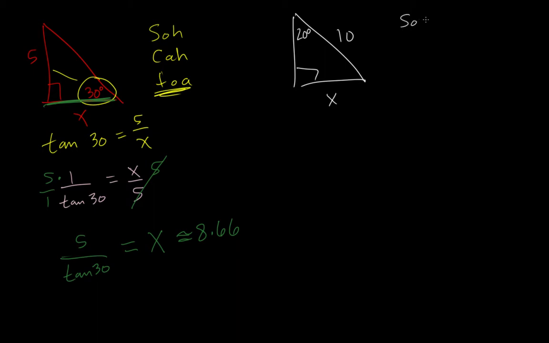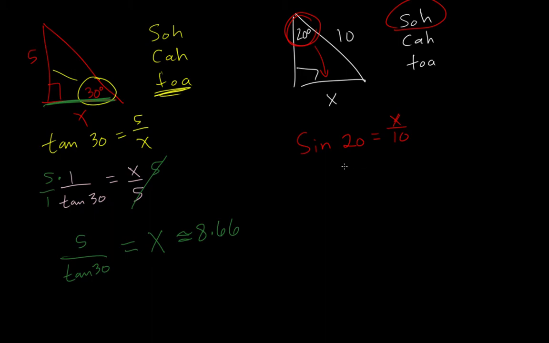So we write down SOHCAHTOA to help us figure out which trig function to use. We focus on the angle that's given. And so this is opposite and hypotenuse. So that's a sine. So we have sine of 20 equals the opposite over the hypotenuse.